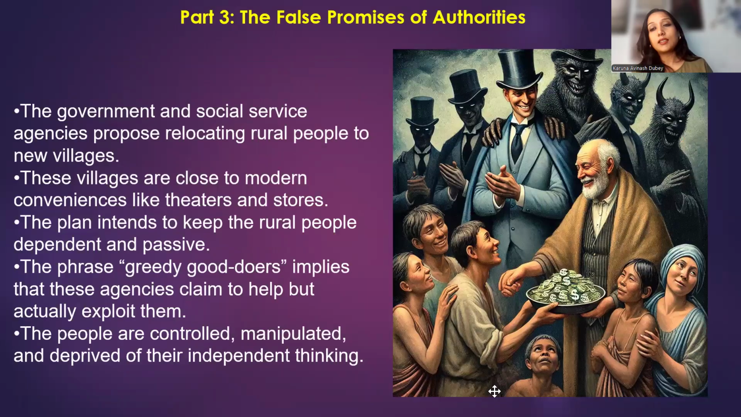Now, basically, it's a symbolic representation. How this man looks very happy and promising money to these people. However, he has these evilish desires like all these people represented. So now, the government and social service agencies propose relocating rural people to new villages. These villages are close to modern conveniences like theaters and stores. The plan intends to keep the rural people dependent and passive. The phrase greedy good doers implies that these agencies claim to help, but they actually exploit them. The people are controlled, manipulated, deprived of independent thinking.